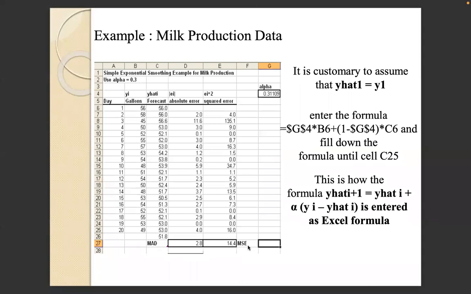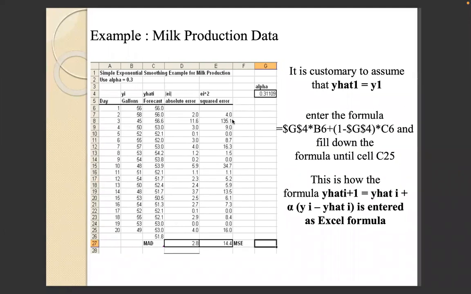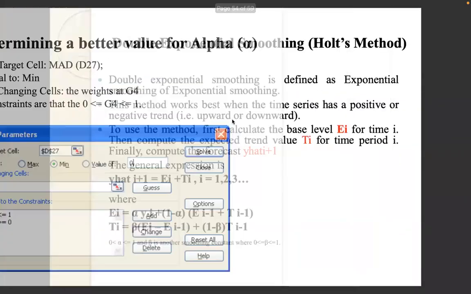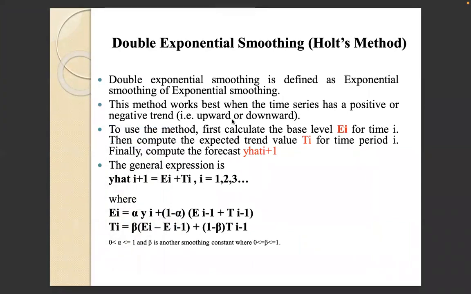Here, I think the solutions are given. Right here, you can see that 0.31, same one. This is how you can optimize it, right?